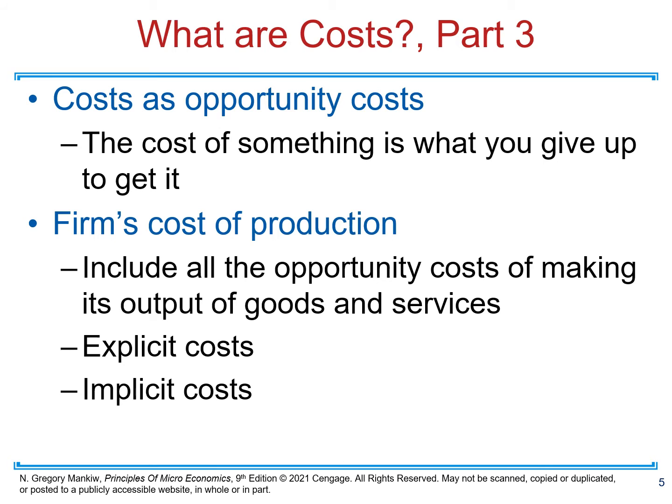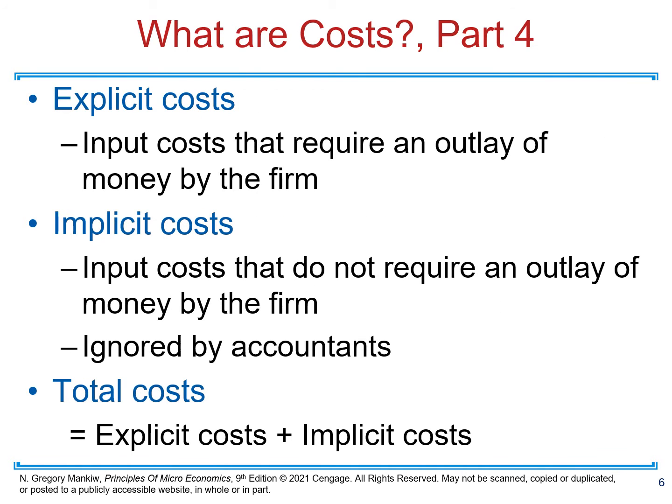Let's show it here. Explicit cost is input cost that requires an outlay of money by the firm. Again, you pay money to the labor you hire for your ice cream shop, you pay money to buy your equipment, you pay rent, and so on. Those are explicit costs. Implicit costs are input costs that do not require an outlay of money by the firm. Again, it's kind of time.